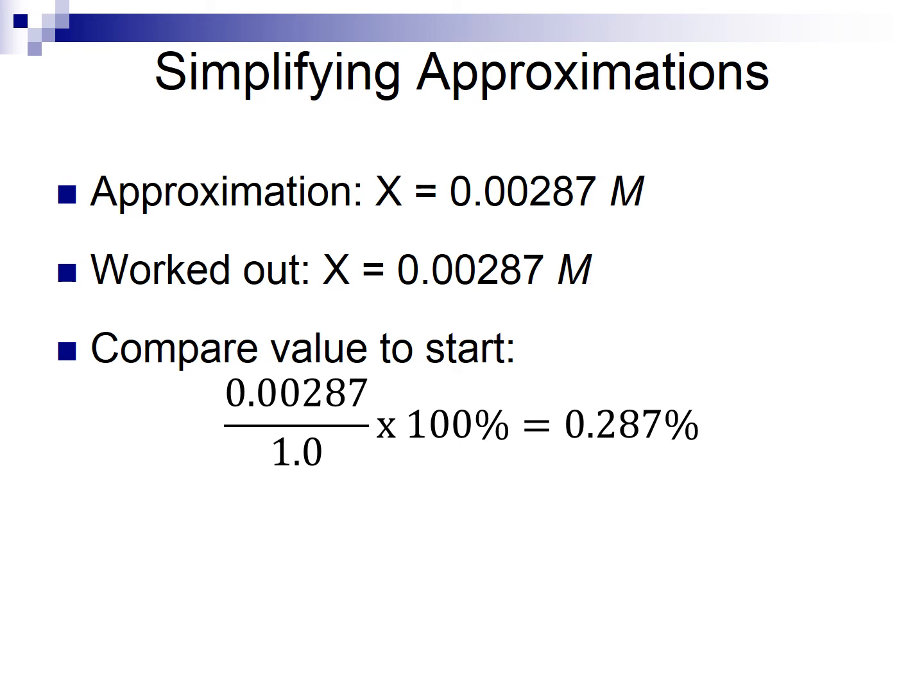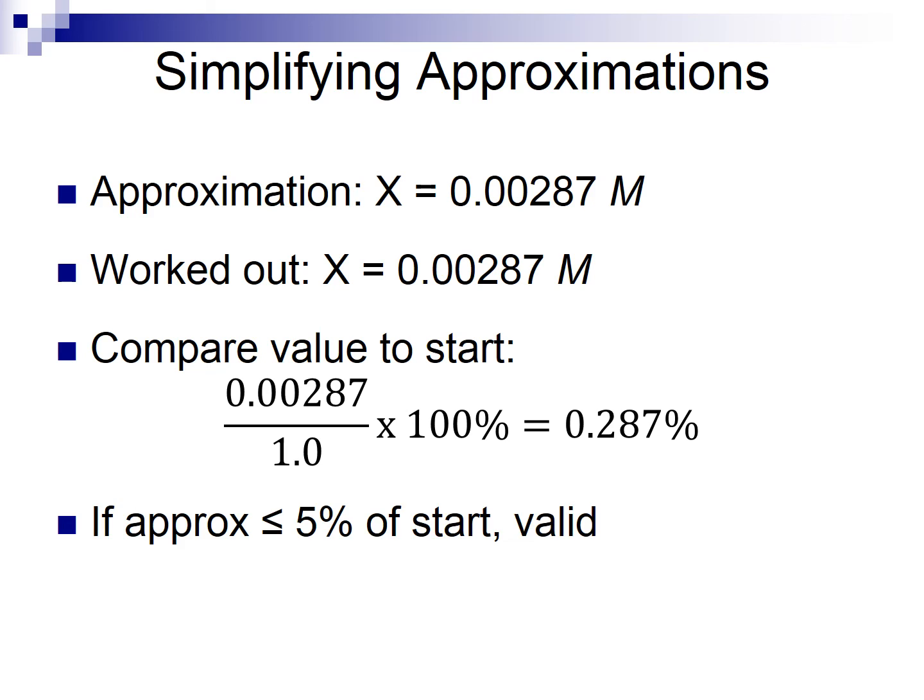I can compare the value of my approximation to my starting concentration, so that I compare x to my initial concentration of A, and in doing so, 0.00287 divided by 1 can be converted to a percentage. The ratio of x to A is going to give me a percentage value of 0.287%. So my amount of x that I lost was 0.287% of the amount of A that I began with. If my approximation has an x value that is less than or equal to 5% of my starting concentration, I'll assume that it is a negligible change and that the assumption that I can ignore it in the denominator is valid.